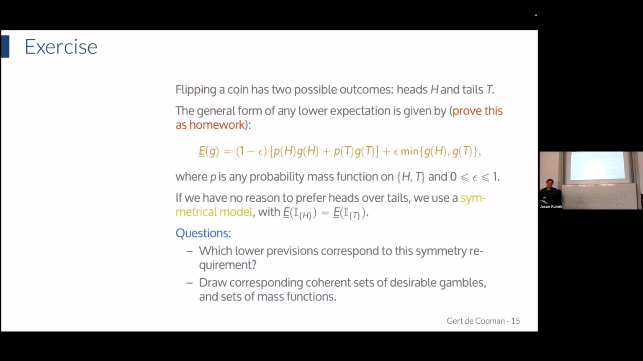So the first step is to impose the symmetry requirement, to impose conditions on the p's and the epsilons, because those are the things that are still free. Then, once that is done, look at the equivalent models, find the equivalent set of desirable gambles and mass functions.